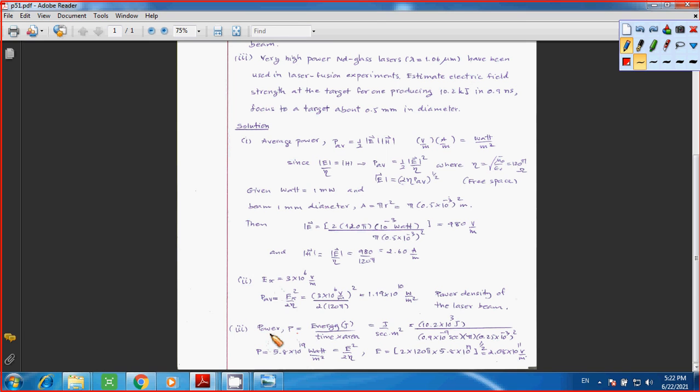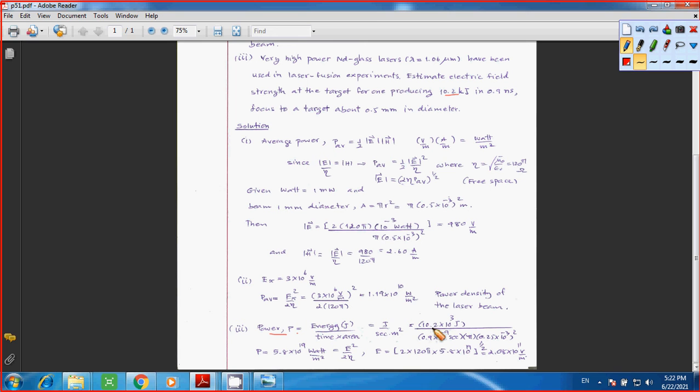So for the power in terms of energy, because the energy is given in the unit of joule, the power actually becomes the energy over the time over the area. So that becomes the power density, P. Or you can check the unit, that becomes joule per second per meter squared. So the power density is going to be just a plug-in number.